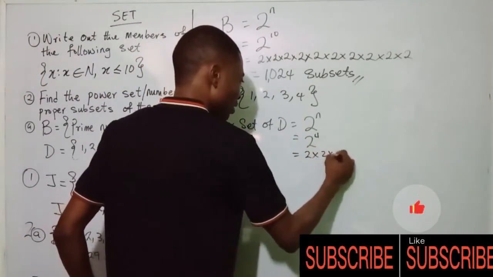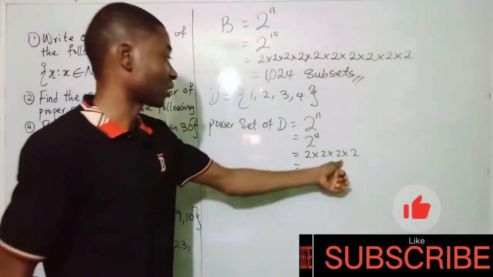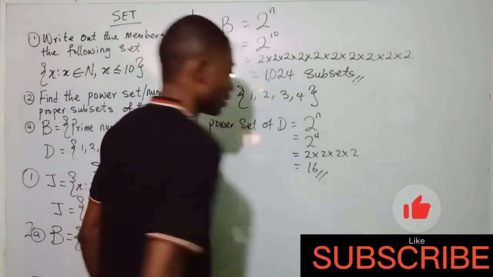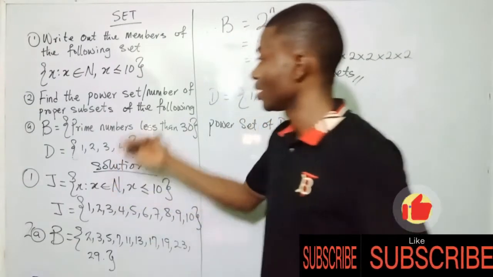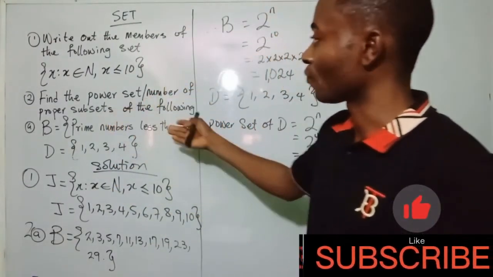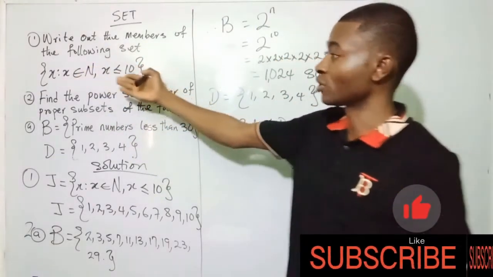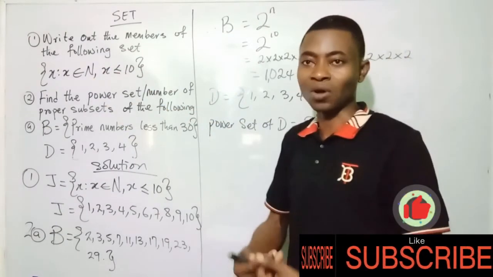2 times 2 times 2 times 2. 2 times 2 is what? 4. 4 times 2 is 8. 8 times 2 is 16. And that is our answer. So that is how we can easily find the power set or the number of proper subsets of a particular set. And even if you are given a set-builder notation, we can easily write out all the members or the elements of the set.